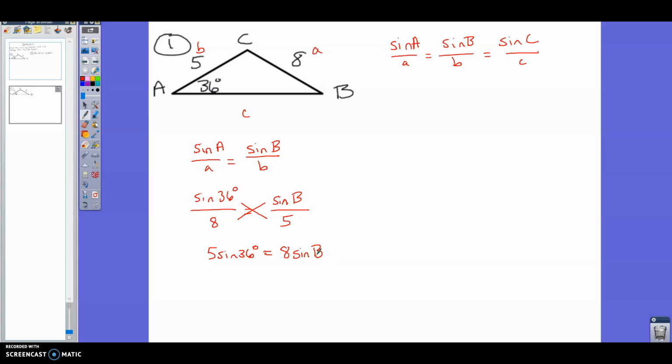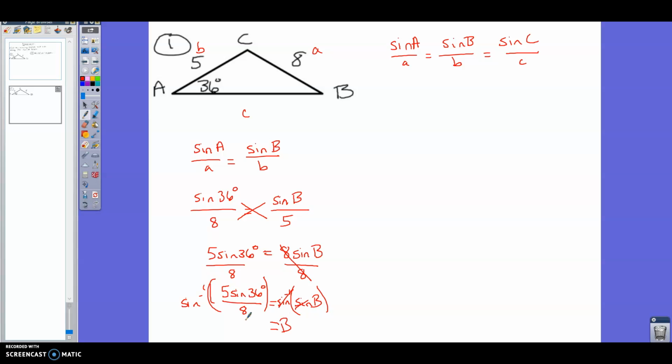Now we're solving for angle B, so we want to get this sine B part by itself because we're going to have to take the inverse sine. So we need to get rid of this 8. To get rid of the sine, we take the inverse sine of both sides. The inverse sine of a sine, those are inverses of one another, so they cancel out. So we're left with angle B.